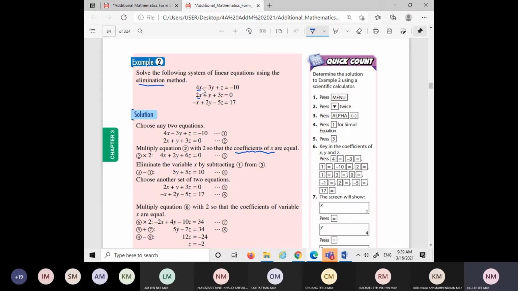Okay, so here they choose the first and the second equations. Okay, they multiply the second equation with 2, so that this will become 4x. Okay, so that the coefficients for the x are equal. Now the second equation becomes this third equation already, times 2 to every term. Then after that, eliminate the variable x by subtracting the first equation from the third equation. Okay, they do third minus the first one.